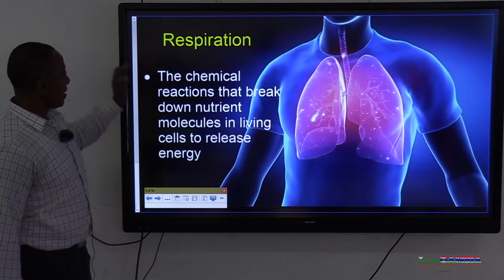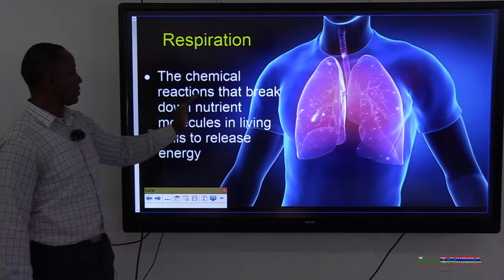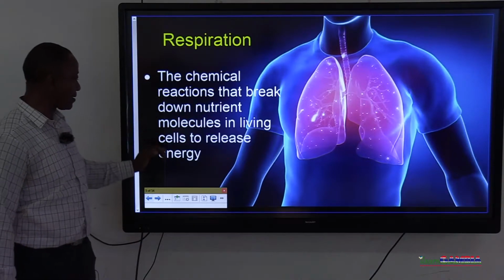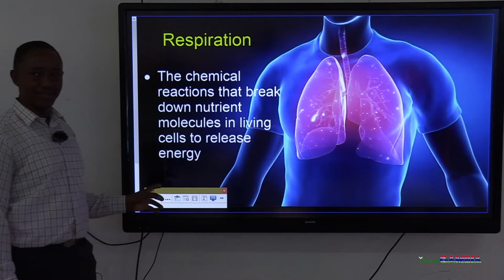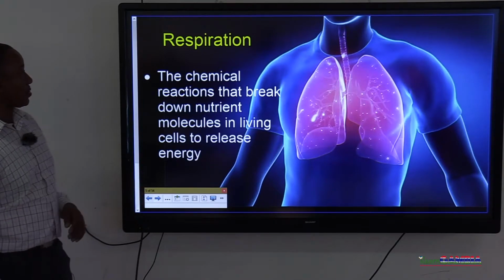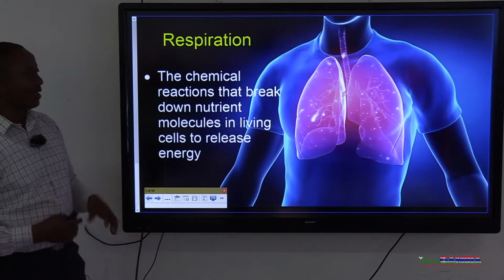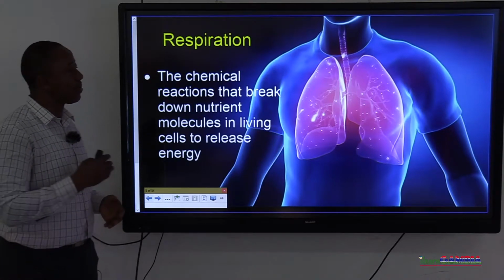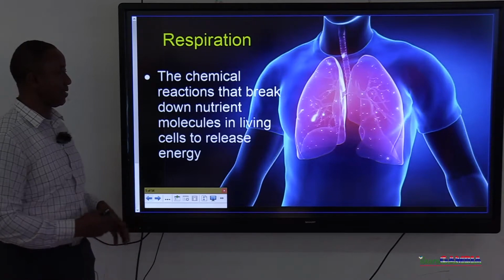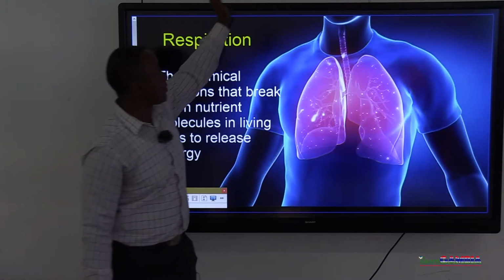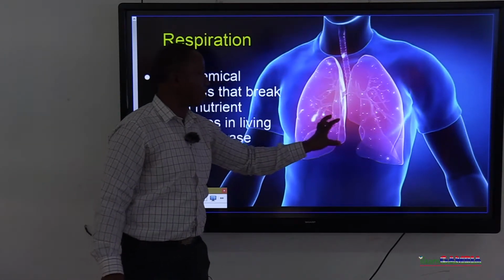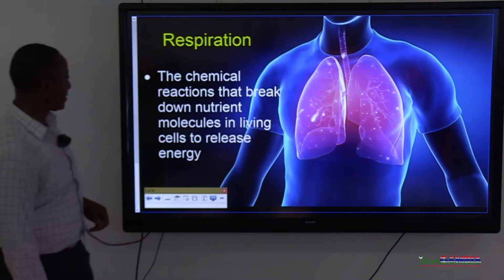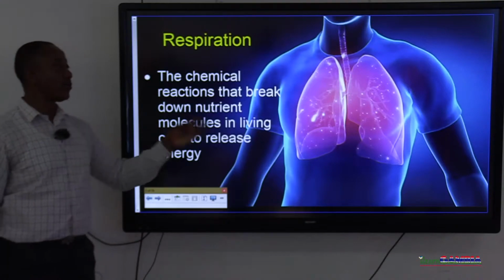Respiration involves the chemical reactions that break down nutrient molecules in living cells so as to release energy. Right? When we say respiration, most children think about breathing. Yes, breathing is part of respiration, but breathing is not the only action that is respiration. Breathing is just taking gases into the lungs. And then from the lungs, the gas needed, which is oxygen, will go into the blood.